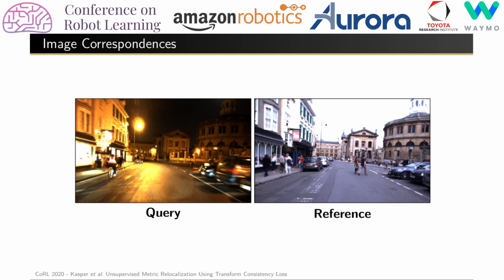Visual relocalization frameworks ultimately seek an accurate relative pose between a query frame and a reference frame. Most solutions start by matching salient points in one image to their corresponding point in the other. Finding these image correspondences in dynamic environments, like we see here, can be exceptionally challenging.